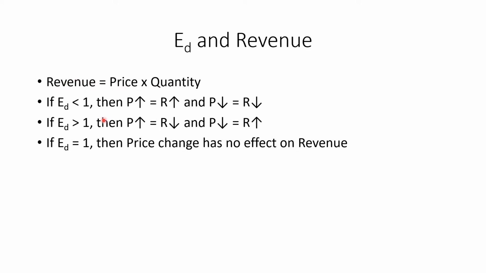Okay, simple enough. If the elasticity is less than 1, then a price increase will lead to a revenue increase. Price decrease, a revenue decrease. There is a positive correlation between price and revenue. Now, the reason that this is the case, if you think about how it's calculated, is percentage change in quantity over the percentage change in price. Therefore, if it's less than 1, the percentage change in price is greater than the percentage change in quantity.